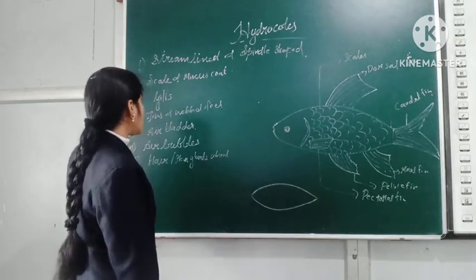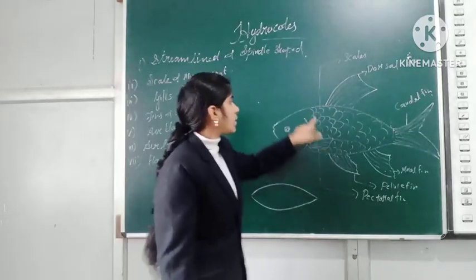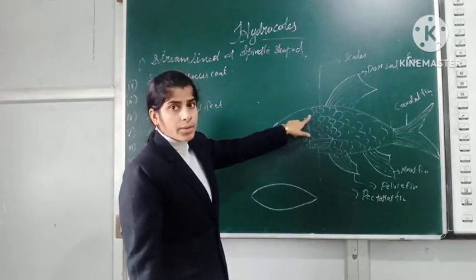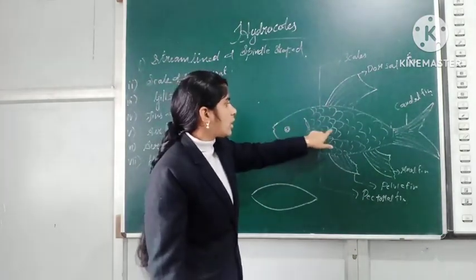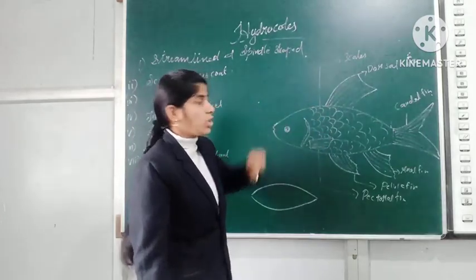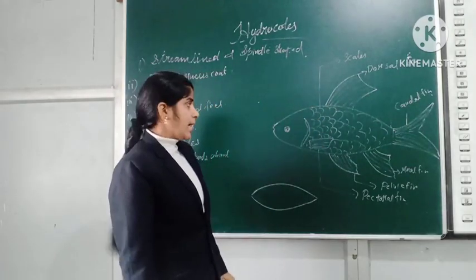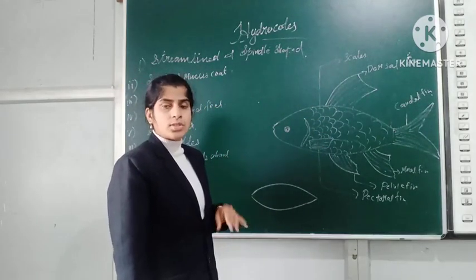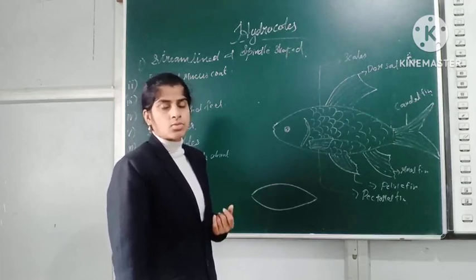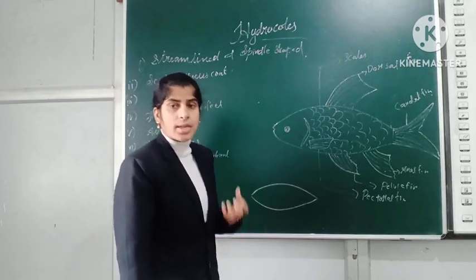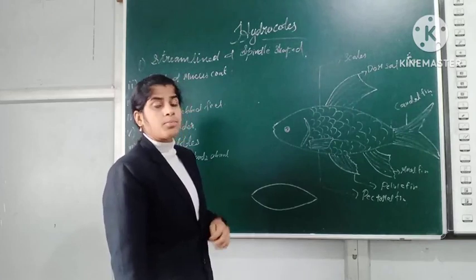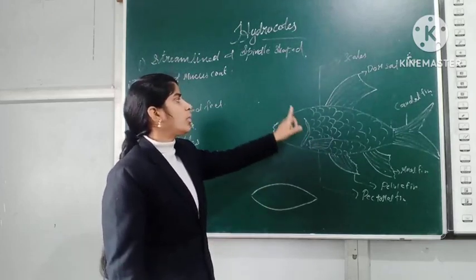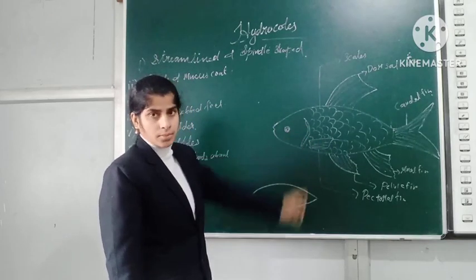And second one, their body is covered with scales and mucus coat. These are the scales. Also some other animals that live in water have a special coating, maybe a waxy coating, shell and cuticle. All these things protect the body of animals from decay.